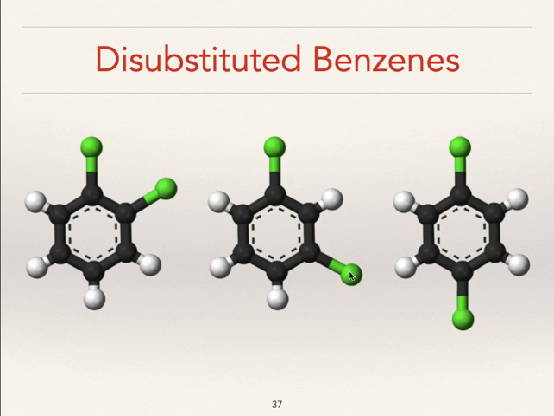The same thing here, except now the chlorine atoms aren't next to each other. There's one hydrogen between them. And in this case, the 2 chlorines are on opposite sides of the benzene from each other. And so what we need are unique names for each of these different formations.